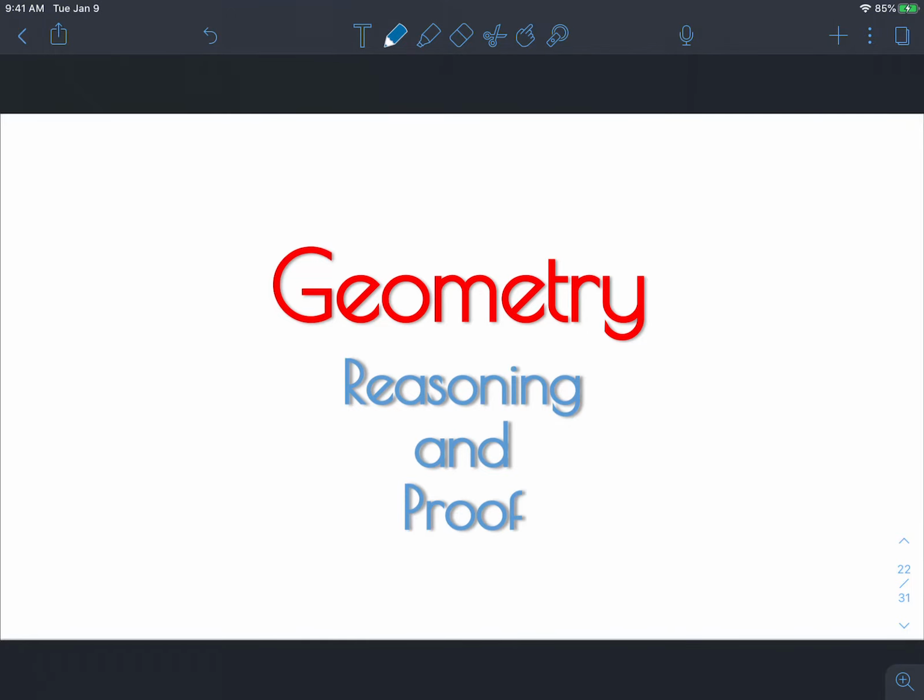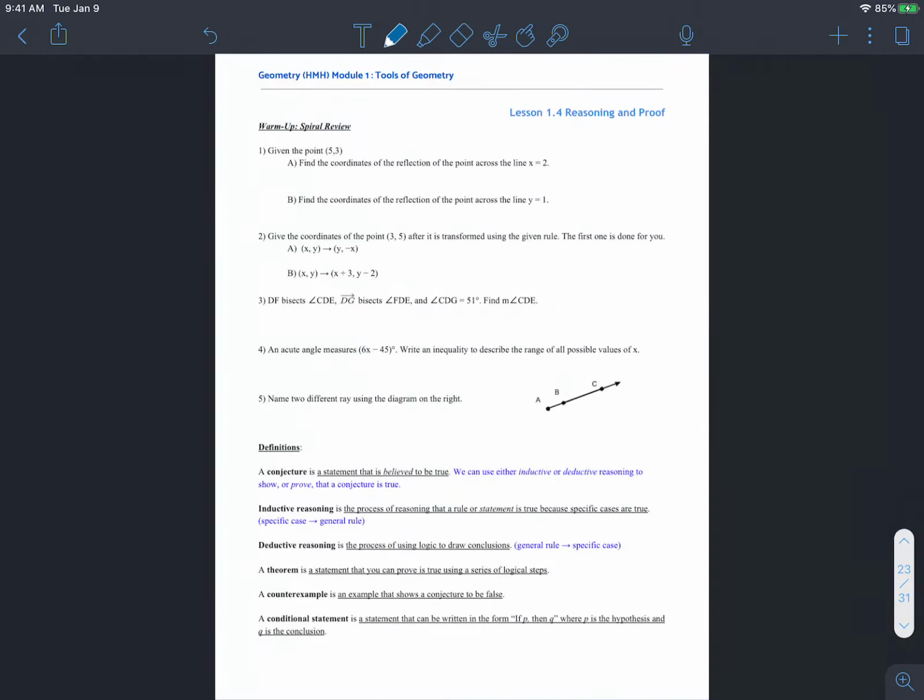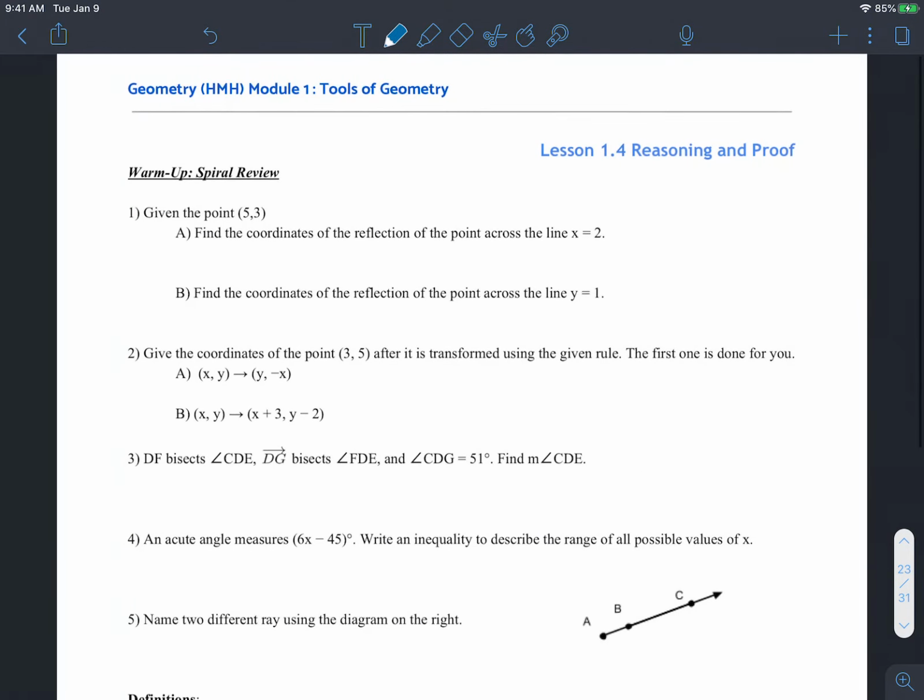Geometry lesson, reasoning and proof. Okay guys, we have a warm-up here. It's a spiral review of stuff that we should be somewhat familiar with. Some of them may be kind of new, so do your best. Just be mindful of the sentences, the words that we use.